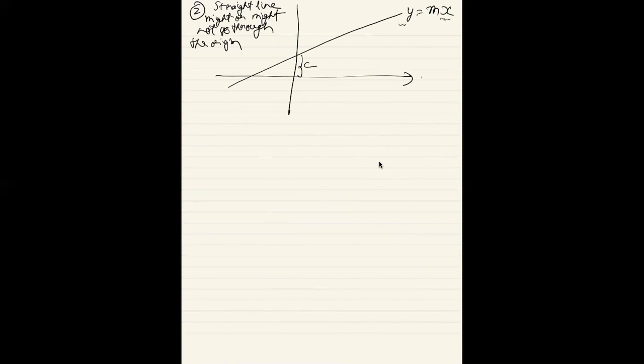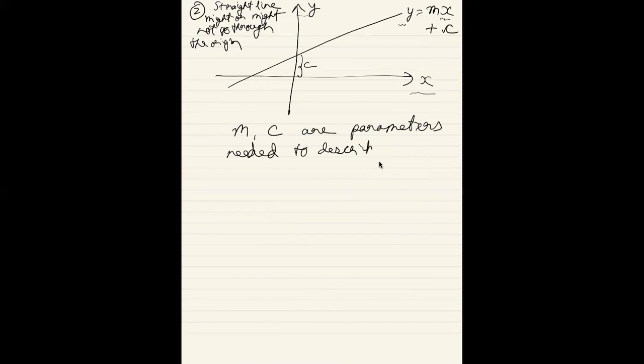But now we are saying something different. By the way, anytime you plot something, it's a cardinal error to not label the axis. So I just made a bad mistake here by not labeling the axis before I started writing. A plot is useless if you're not labeling the axis. So this is x and this is y. And in order to describe a line that does not go through the origin, two parameters are needed. So just to make a point here, m and c are parameters needed to describe the function.